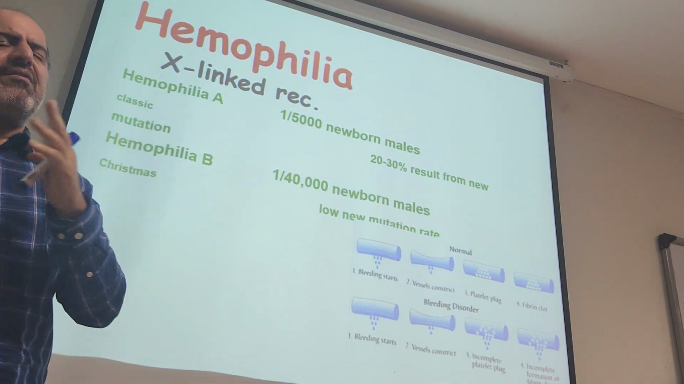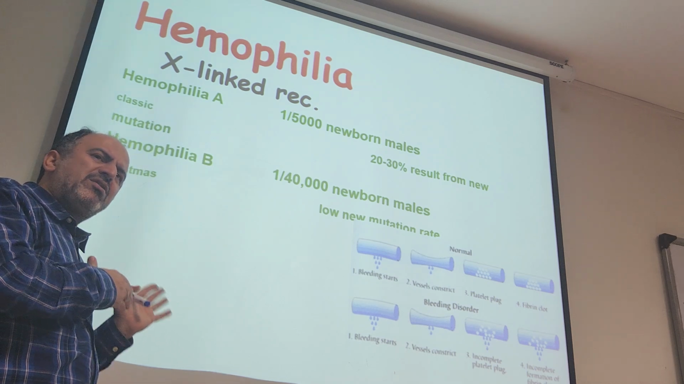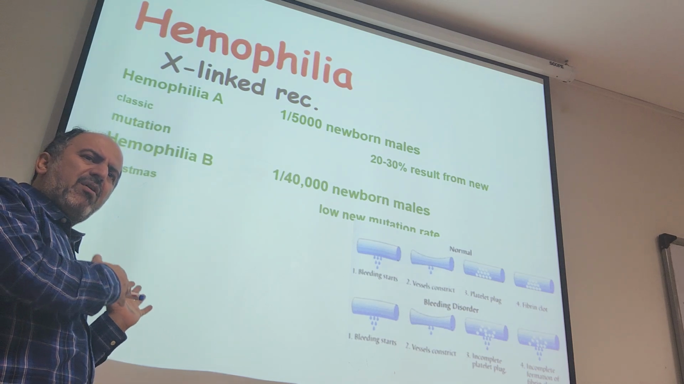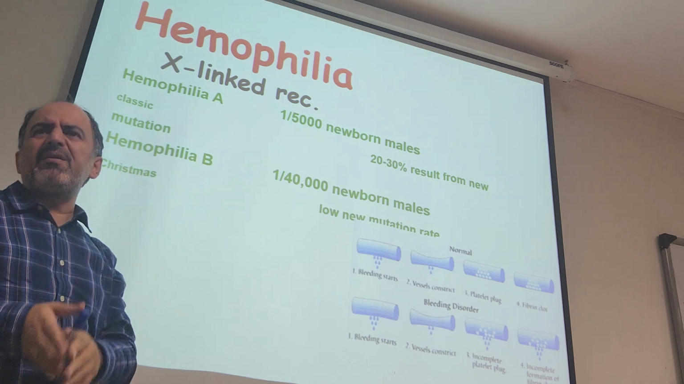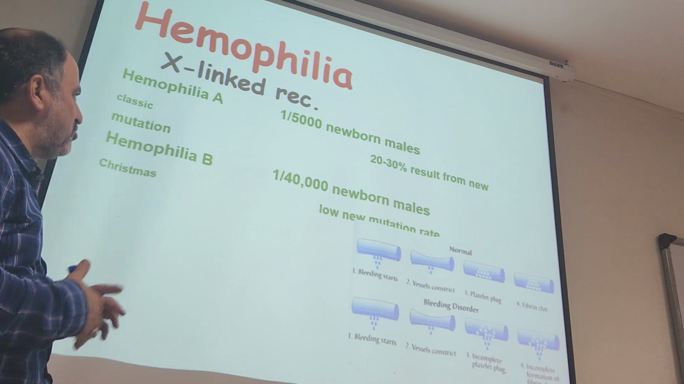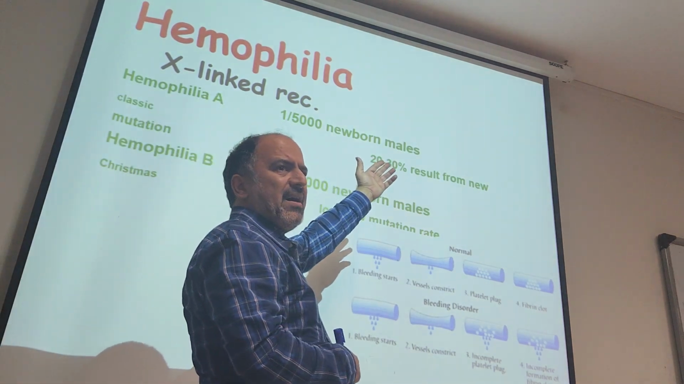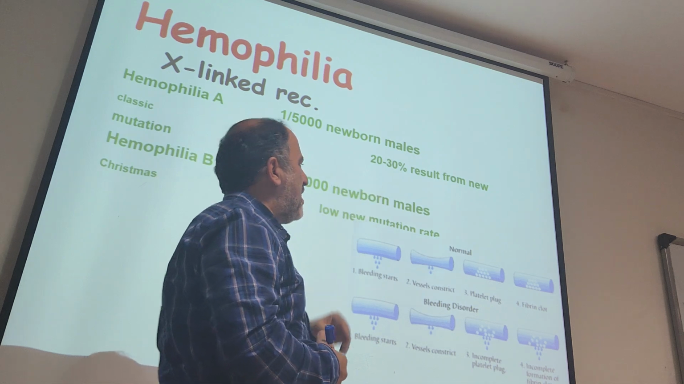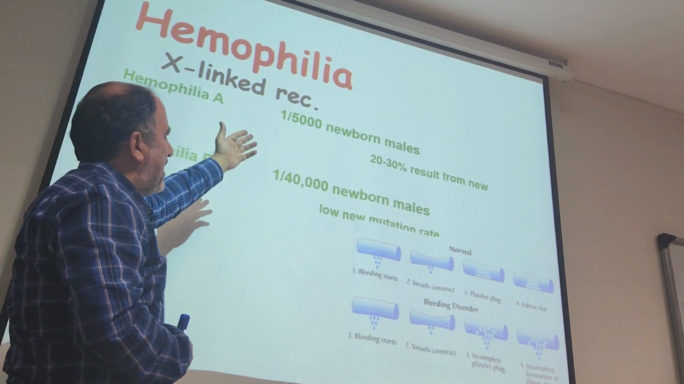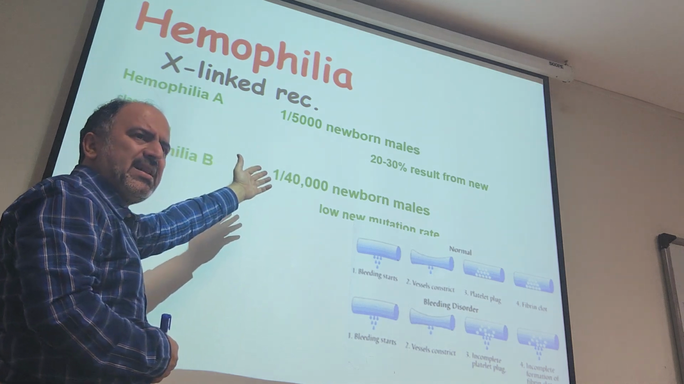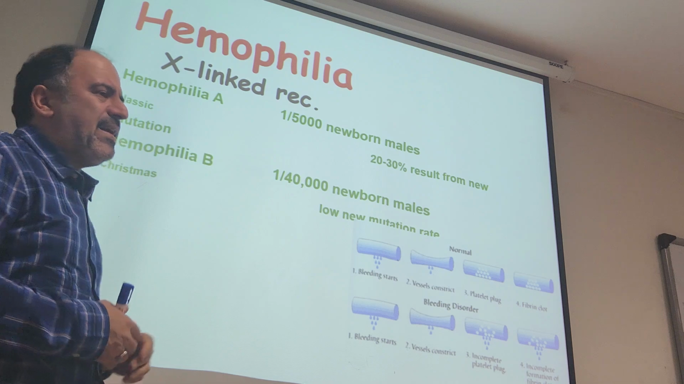Maybe ladies are carriers, and we usually ask, what about the uncle of the baby? If the brother of the mother has the disorder, the mother is a carrier, and the baby has the disorder. That's the usual way. 1 in 5,000 newborn males has the chance to have hemophilia A. Hemophilia B is 1 in 40,000, 8 times less common than hemophilia A.